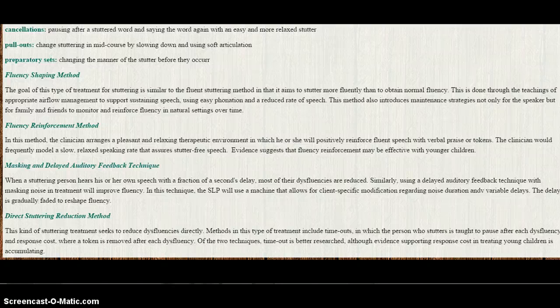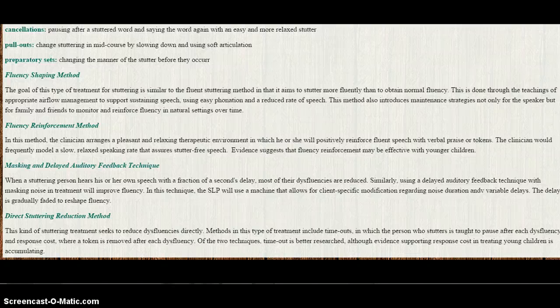The fluency reinforcement method. In this one, the clinician arranges a pleasant and relaxing therapeutic environment in which he or she will positively reinforce fluent speech with verbal praise and tokens. The clinician would frequently model a slow, relaxed speaking rate that assures stutter-free speech. Evidence suggests that fluency reinforcement may be effective with younger children.